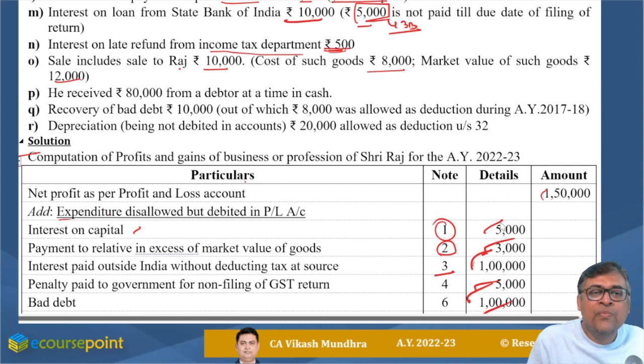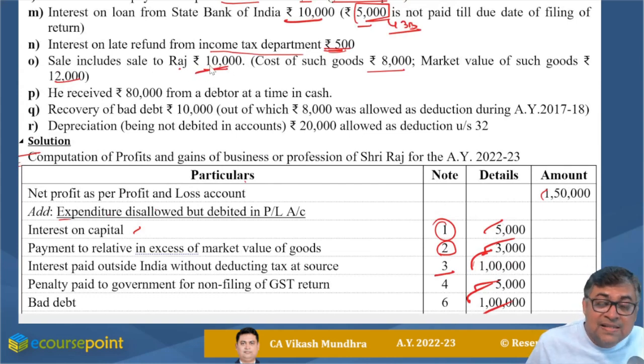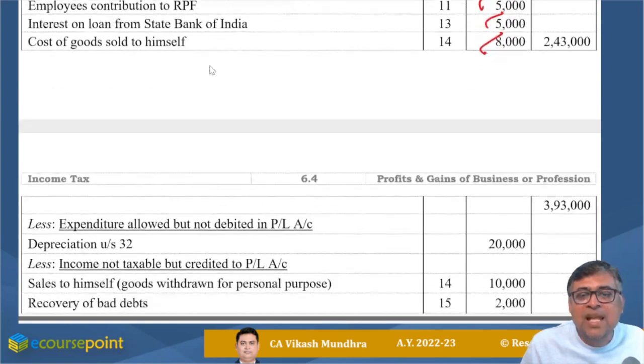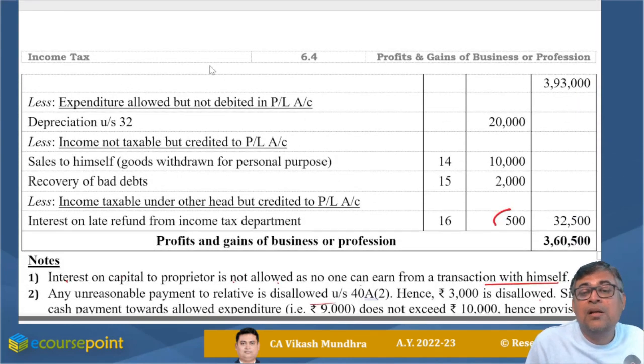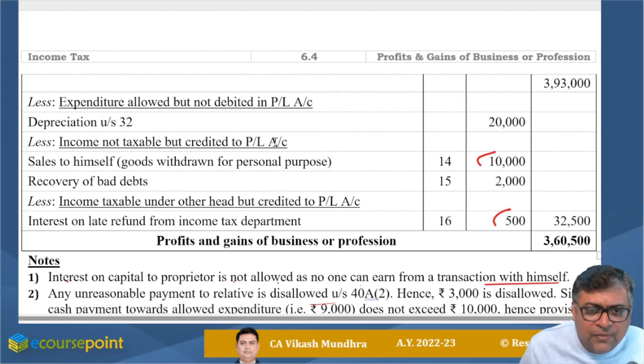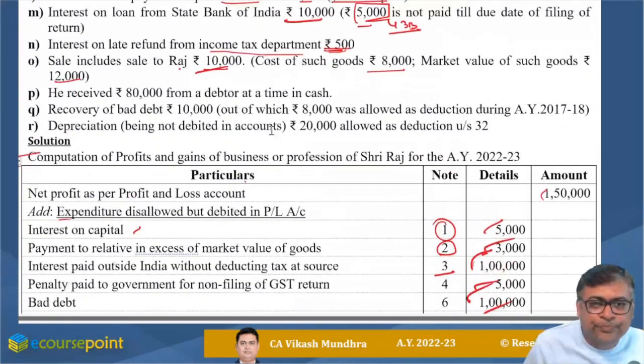But one more thing, your sales also include sales to Raj for rupees 10,000. This sale is also a revenue, but no one can earn from himself. Henceforth, this should also be reduced while computing your business income. Entire 10,000 should be reduced and entire 8,000 should be added back, or one can do only 2,000. That profit element should be adjusted. Whatever you think, you can do it.